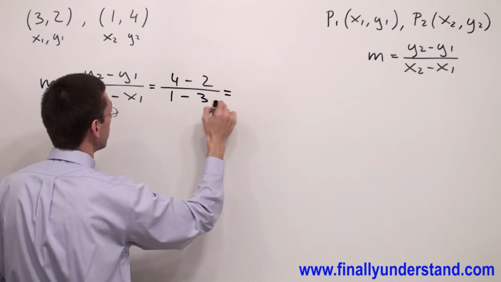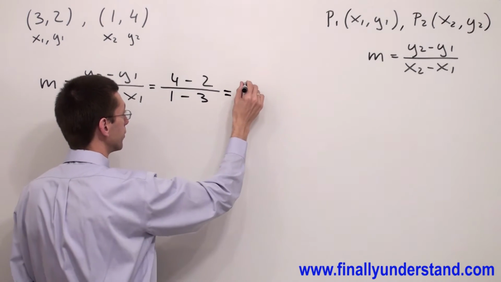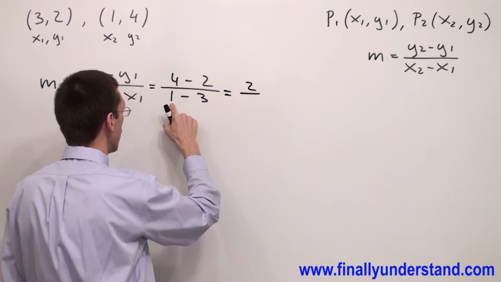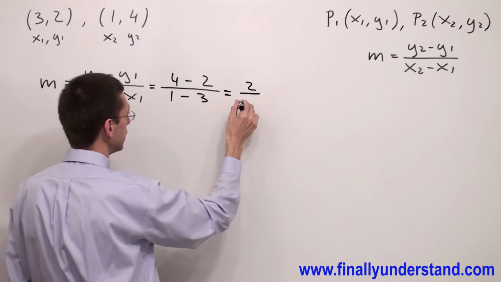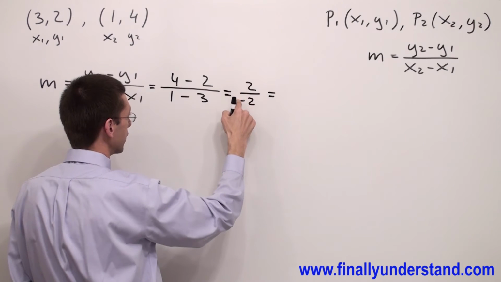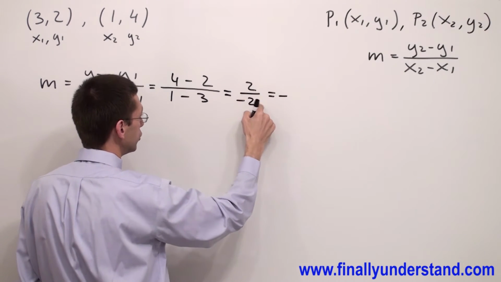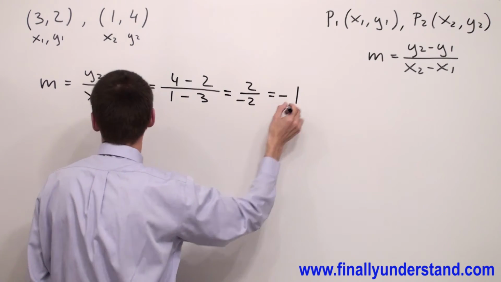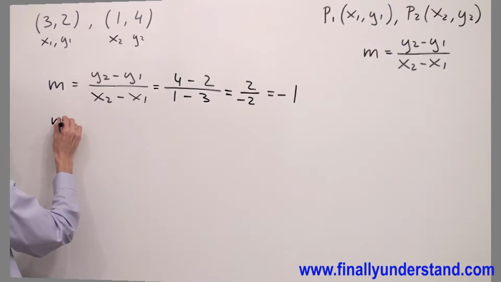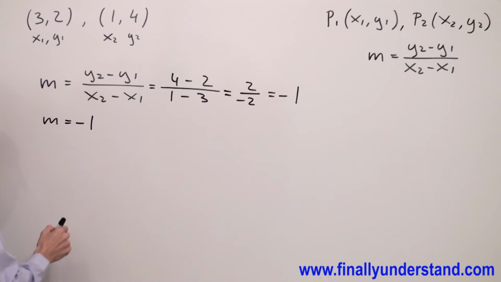This is equal. 4 minus 2 is equal to 2. 1 minus 3 is equal to negative 2. Positive divided by negative gives me negative. 2 divided by 2 is equal to 1. So my slope is equal to negative 1.